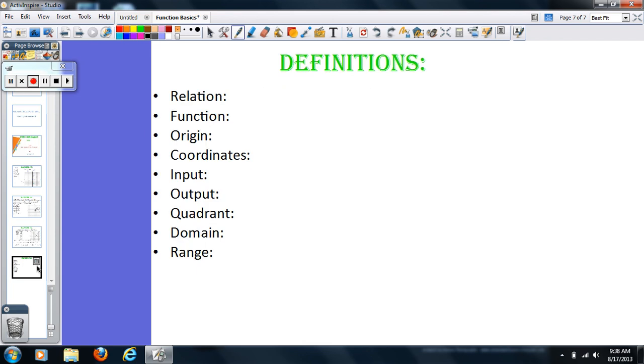If you want to make the correlation with the alphabet, D comes before R, so domain before range. X comes before Y, so X before Y. Domain is the X, range is the Y. So we talked briefly about a relation. We talked about a function. We talked about the origin and coordinates. And then we also talked about input and output, quadrant, domain, and range.